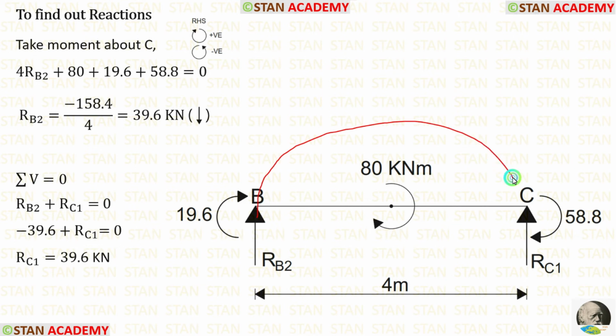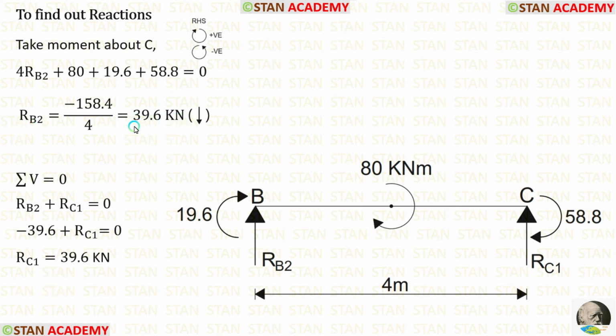RB2 is acting towards the point C in the clockwise direction. So it will be positive and the distance is 4 meter. So for RB2, the concentrated moment is acting in the clockwise direction. So it will be positive. Then we have two end moments, 19.6 and 58.8. Both of them are acting in the clockwise direction. So both of them are positive. Finally, we are getting RB2.